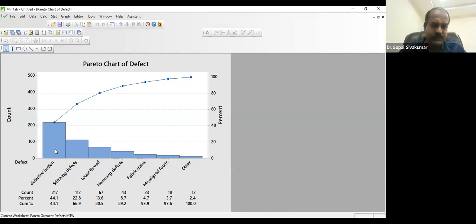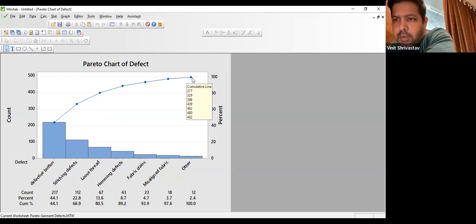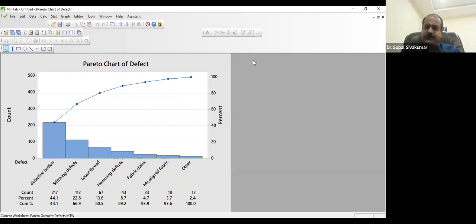That's how you can use this tool, Pareto. So first point corresponds to 44%. Second point corresponds to 67. The third one corresponds to 80.5. What will be the last point? 100. That means all the defects are now considered. These points are called cumulative points. The curve is called cumulative percentage curve. That is represented on the right side y-axis. Left side y-axis, the frequency.